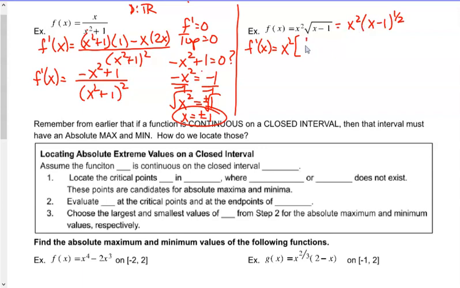Bring the 1/2 out front, decrease that by 1, and take the derivative of the inside. Now the derivative of the inside here is not bad because it is just a 1, but if there was something other than that, you want to make sure that you do that chain rule piece on the inside. Plus the second times the derivative of the first, which would be a 2x.